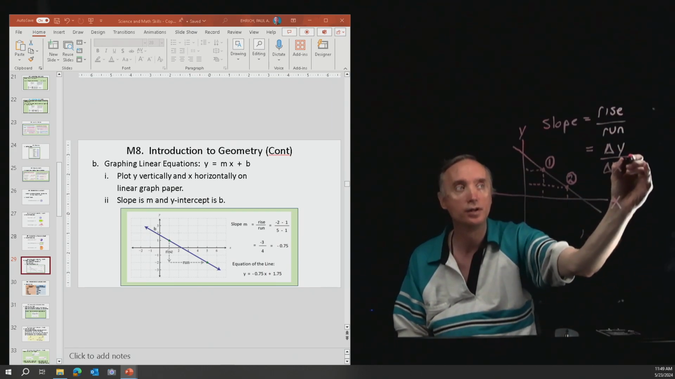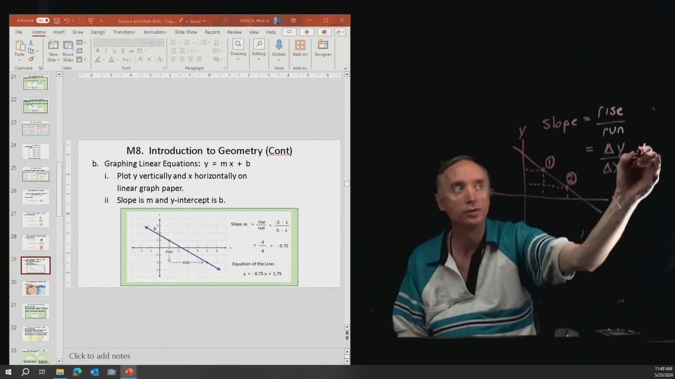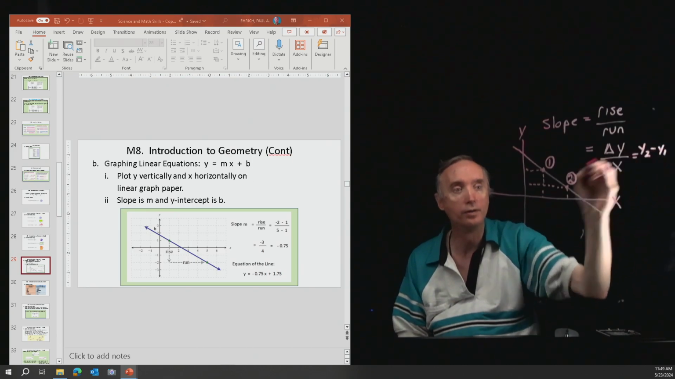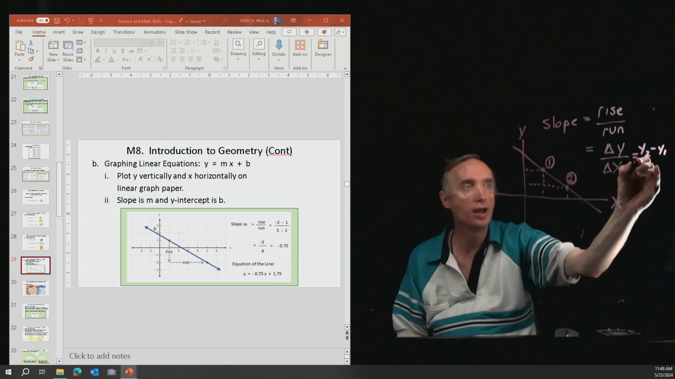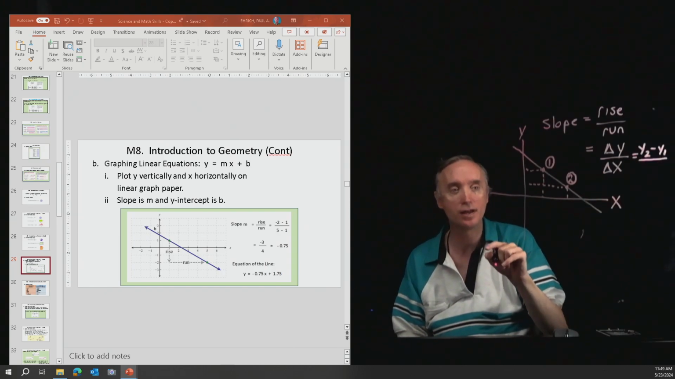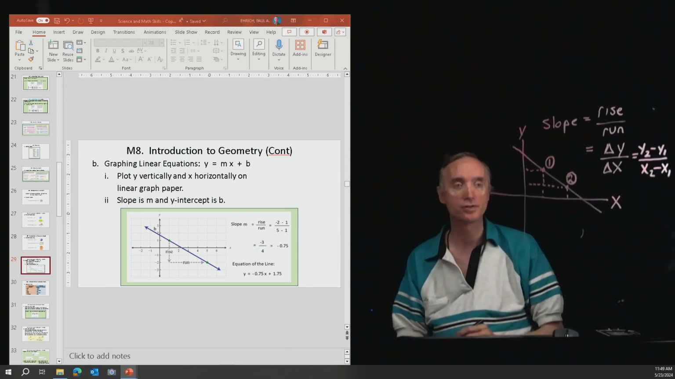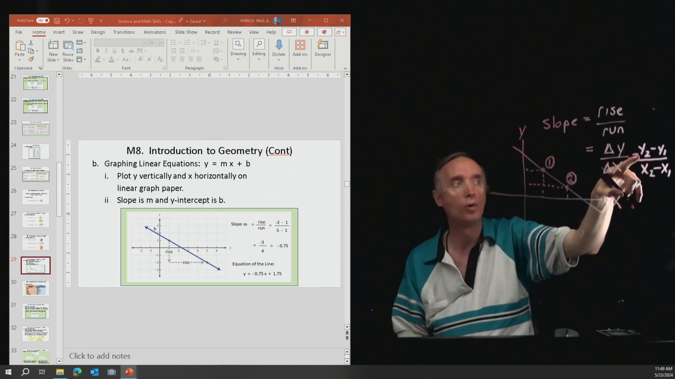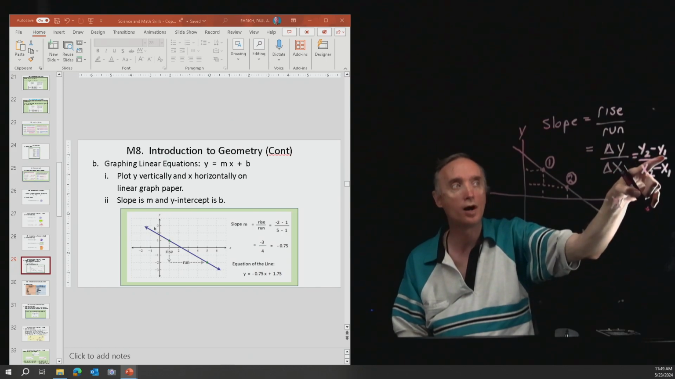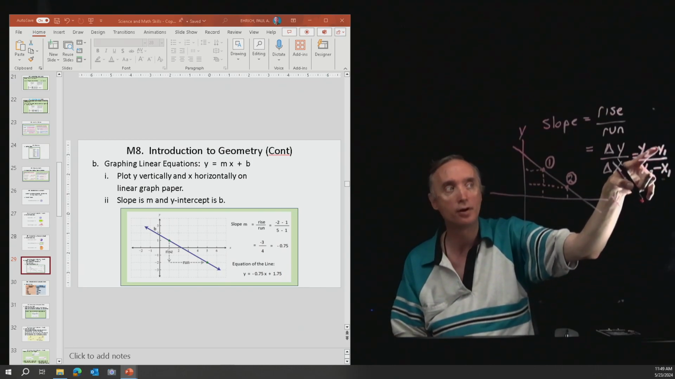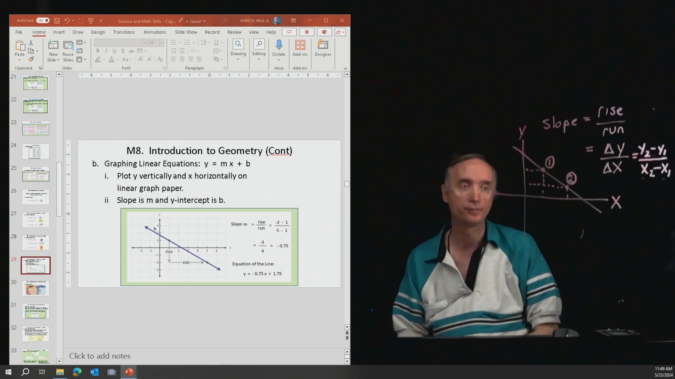The reason why you have to be very careful is that when you do the change in the y, you're going to do y2 minus y1. Now when you go to do your x, you have to do exactly the same thing. So it's going to be x2 minus x1. Now there's nothing special about this, so you could have done y1 minus y2. But if you do that, then you've got to do x1 minus x2. So whatever you do to the top part, you've got to do to the bottom part.